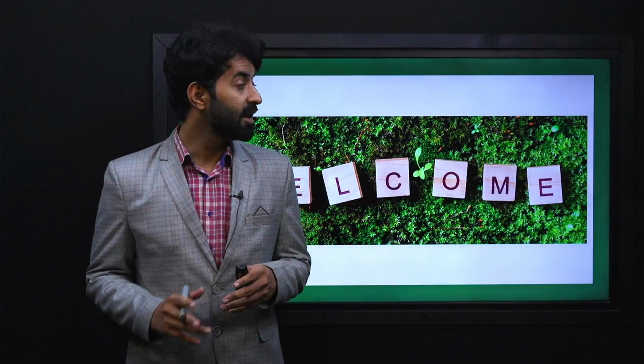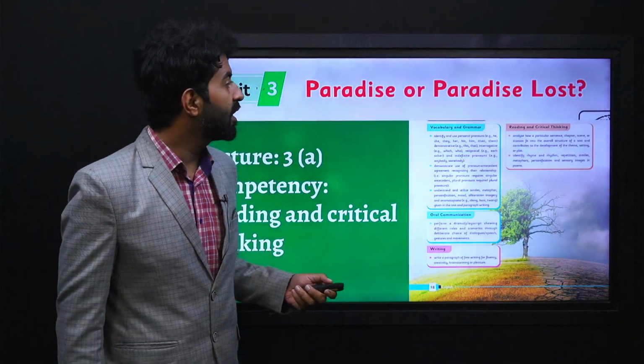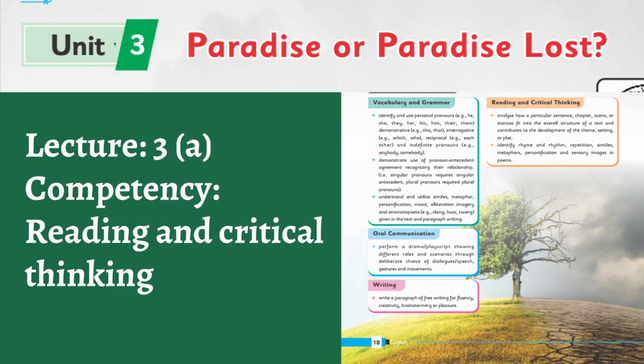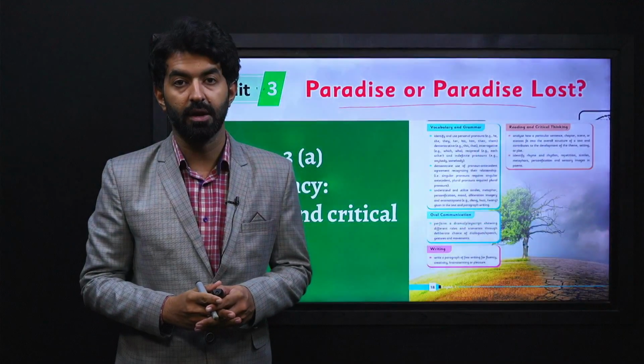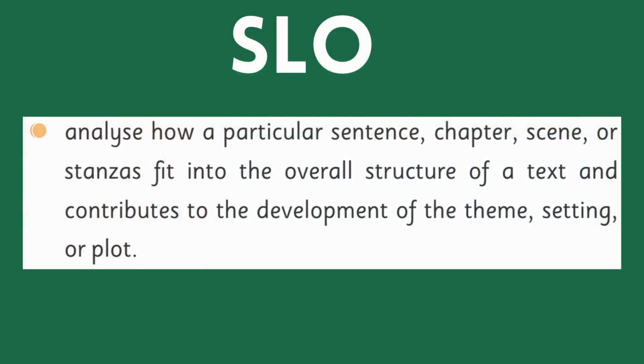Let's see that we are going to deal with grade 7 and we are here on unit number 2, which is a poem. The title is Paradise or Paradise Lost. You may have already read it. This is our lecture number 3A with the competency of reading and critical thinking. Now let's read and understand about our SLO and see what we are supposed to do in this video lesson.